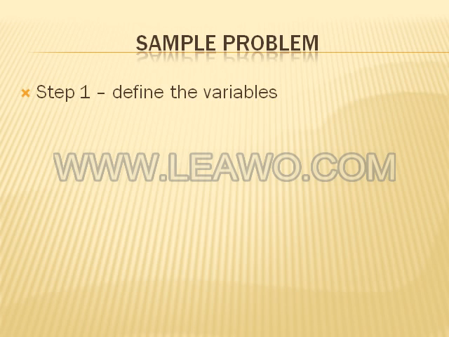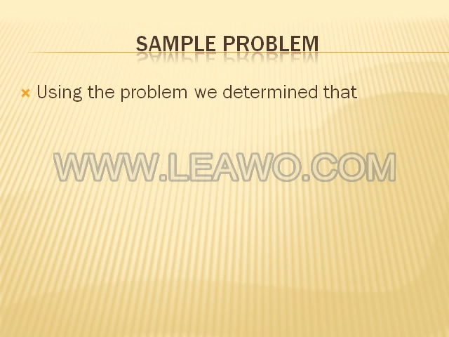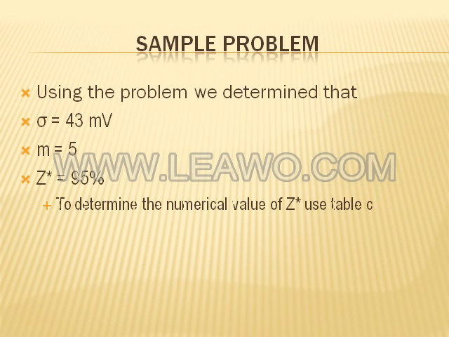Step 1 is to define the variables. To define the variables, you have to look back at the problem. Sigma, the margin of error, and the confidence interval are given. So using the problem, we determined that sigma equals 43, the margin of error is 5, and z star is 95%. To determine the numerical value of z star, use Table C.